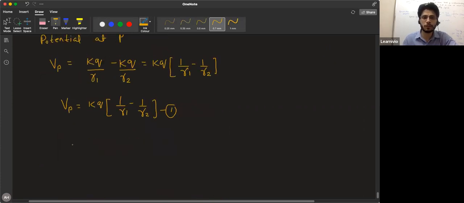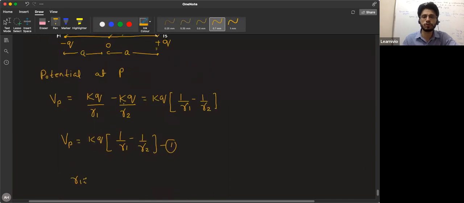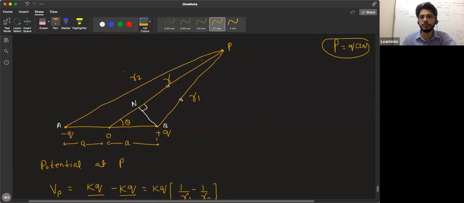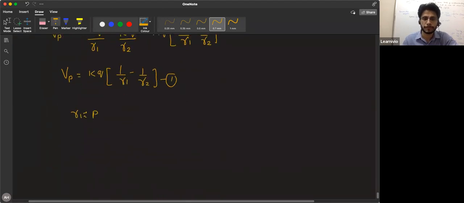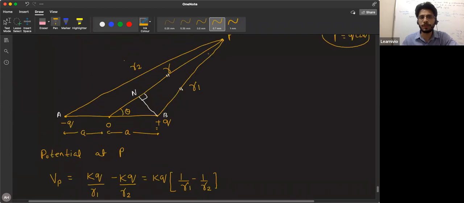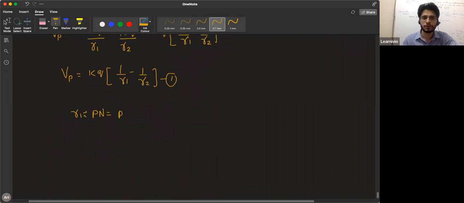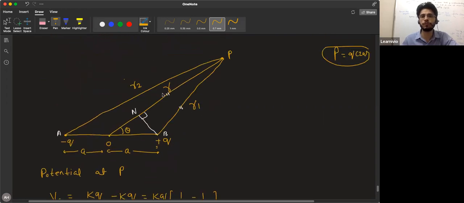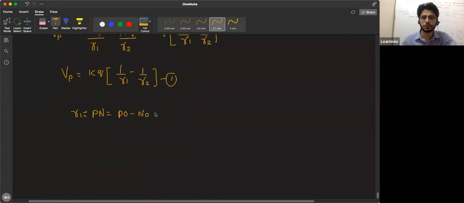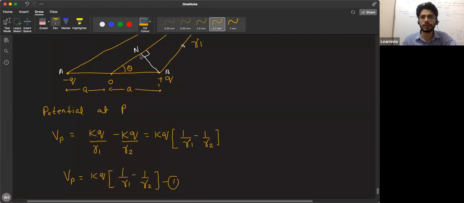So you can say that R1 is almost equal to this PN. This PN is equal to R1. And how much is PN? PN is PO minus NO. How much is PO? The PO separation is R. And for NO, I can use this right angle triangle. So PN is R minus NO. For NO, I will use this right angle triangle ONB.